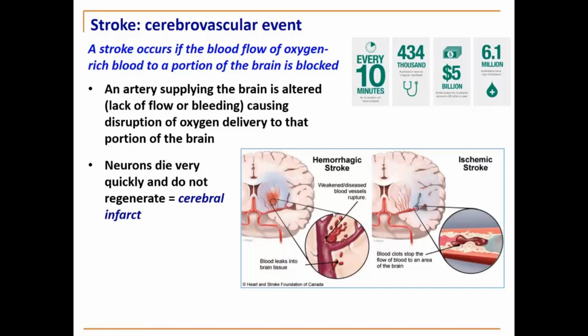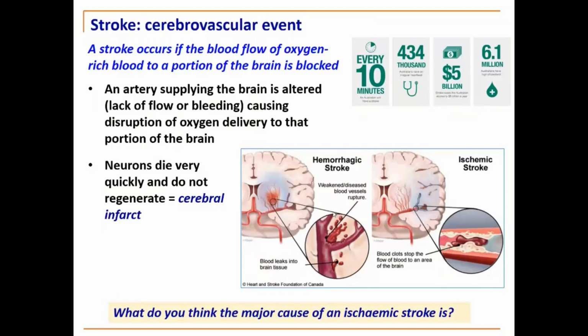If we want a definition of a stroke, it's defined as the sudden onset of a neurological deficit attributable to a vascular cause. But really, we're just thinking a lack of blood flow to a portion of the brain. So what do you think the major cause of an ischemic stroke actually is? Well, hopefully you already know this because we've talked about it. Of course, atherosclerosis is the major cause.